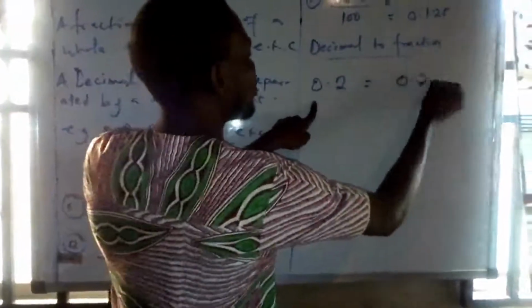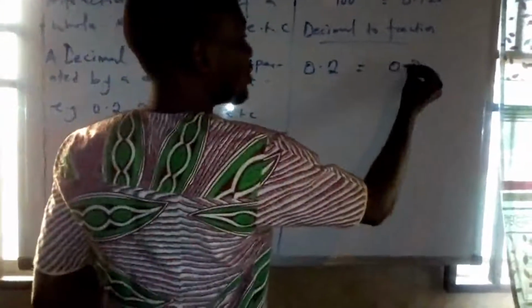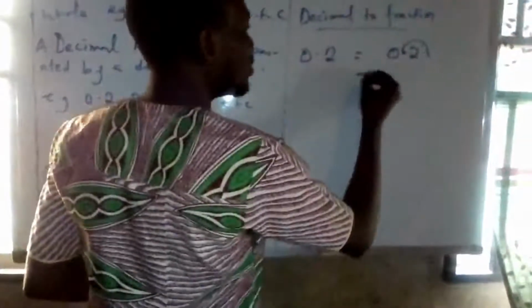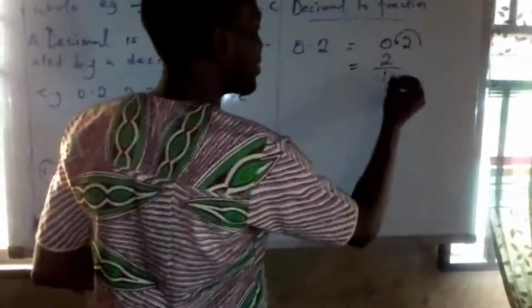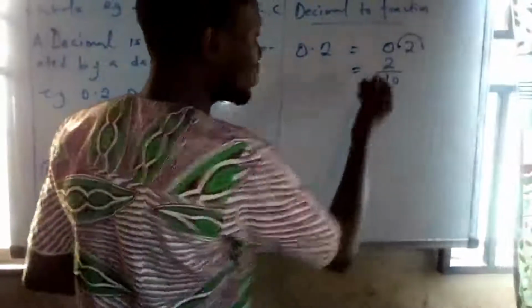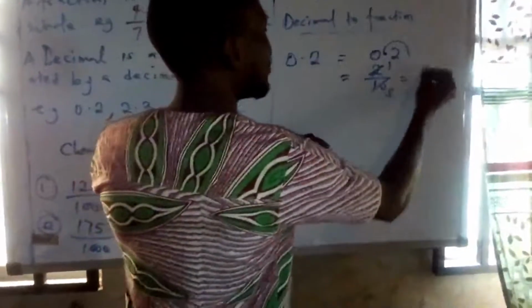We have 0.2. Then we move from the point backward. We're doing the opposite of what we've done here. Move it to the end of the number. So we have 2 over, and how many times did we move? Once. That will be 10. And kids, 2 can still divide 10, so we can't leave our answer this way. 2 divided by 2 is 1, 10 divided by 2 is 5. So 0.2 is 1/5.